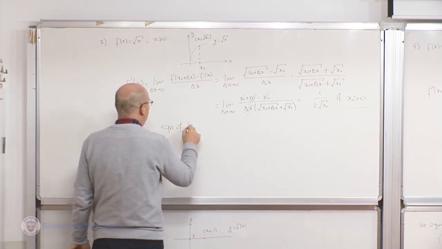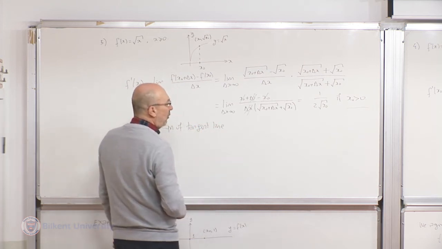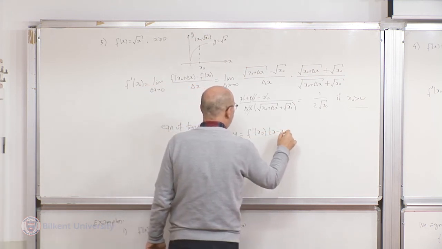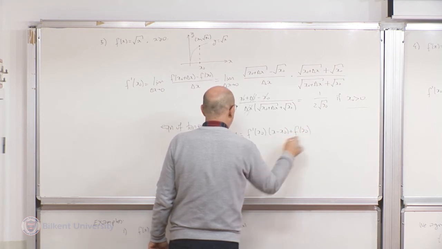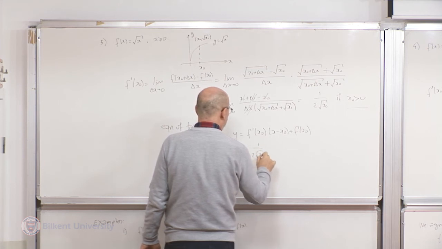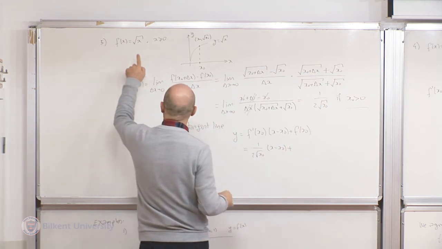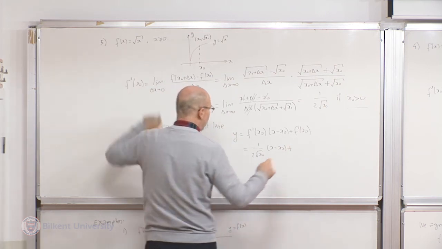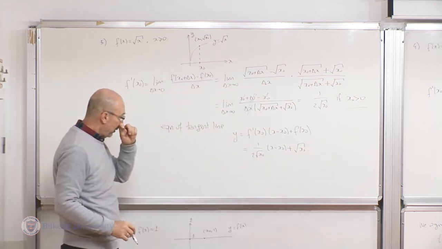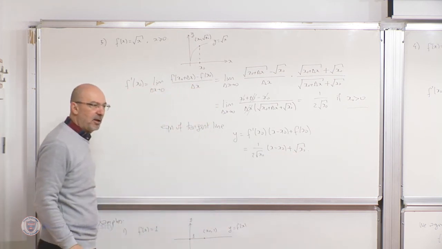Equation of tangent line. y equals f prime of x sub 0, times x minus x sub 0, plus f of x sub 0. So I put this thing here, 1 over 2 square root x sub 0, times x minus x sub 0, plus the value of f at x sub 0, which is square root x sub 0. Okay? So if you want, you can simplify this with this one. It will simplify probably, but okay, let's leave it here.